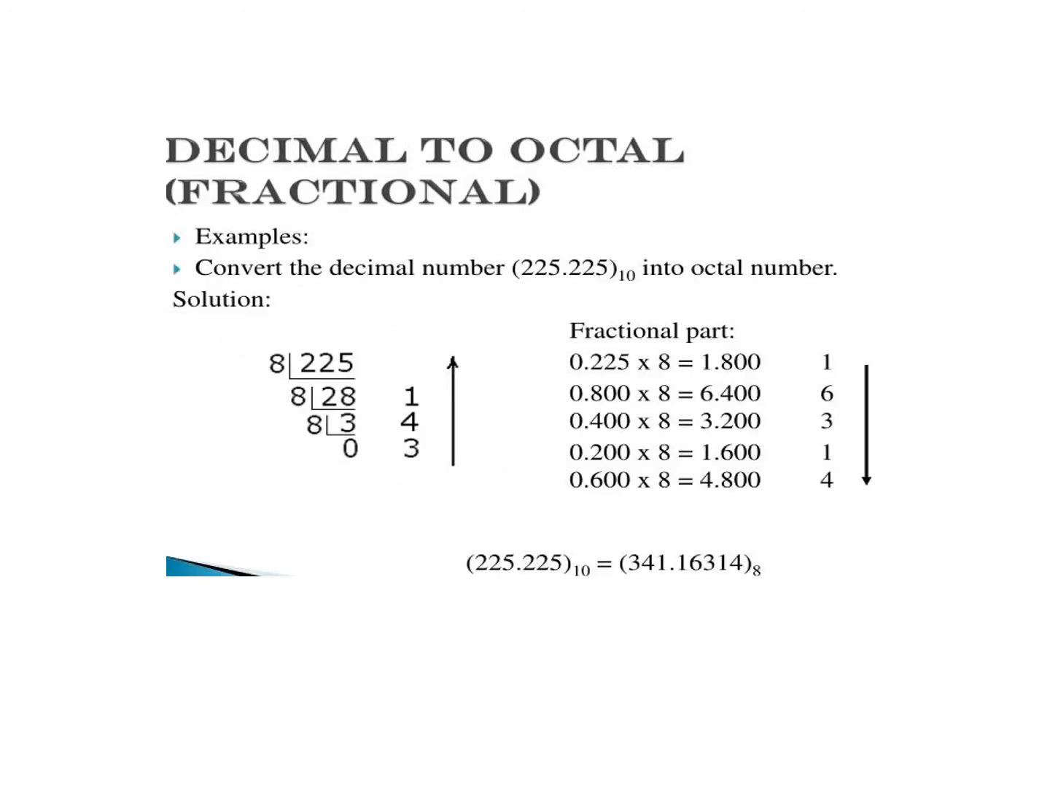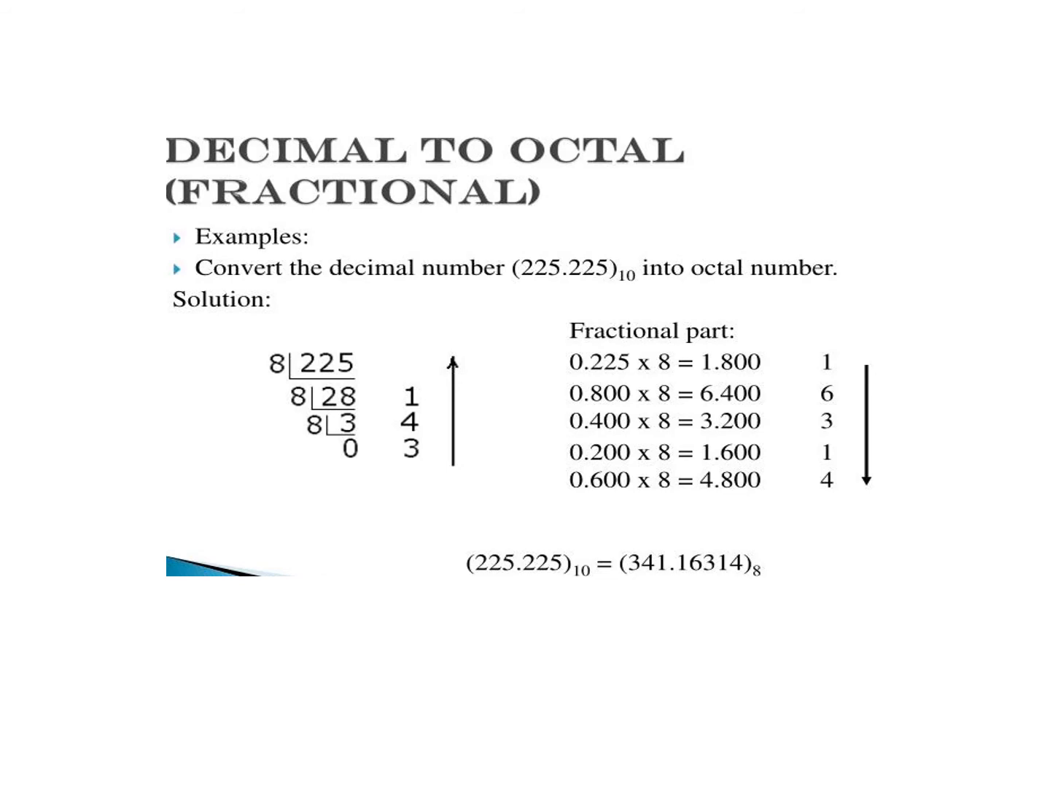Here we have the example for converting a fractional decimal number to an octal number. So for example, we have the number 225.225. The same process is followed. Before the decimal point, we will divide the number by the base, that is 8, and the remainder is noted down, and the quotient is again divided by 8 until the quotient becomes 0, and the remainders are noted down from downward to upward.